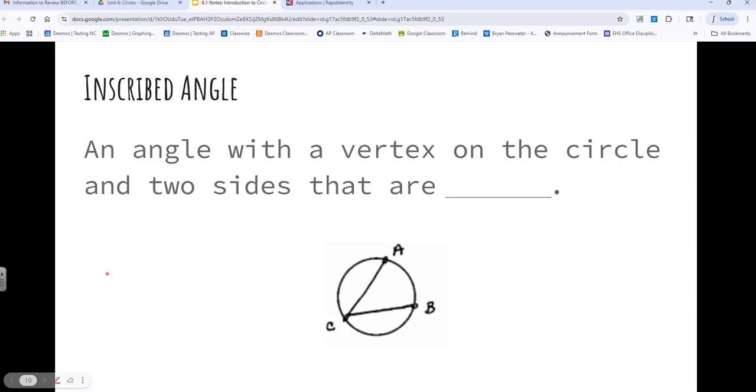Okay, an inscribed angle. An inscribed angle is an angle with a vertex on the circle and two sides that are chords. Those of you that just came in can get the words for each one from somebody else in a second when we get to our activity. So your vertex is here on one side. The other two endpoints are also on the circle, which makes these segments chords, because we learned a little bit ago that a chord has both of its endpoints on the circle.